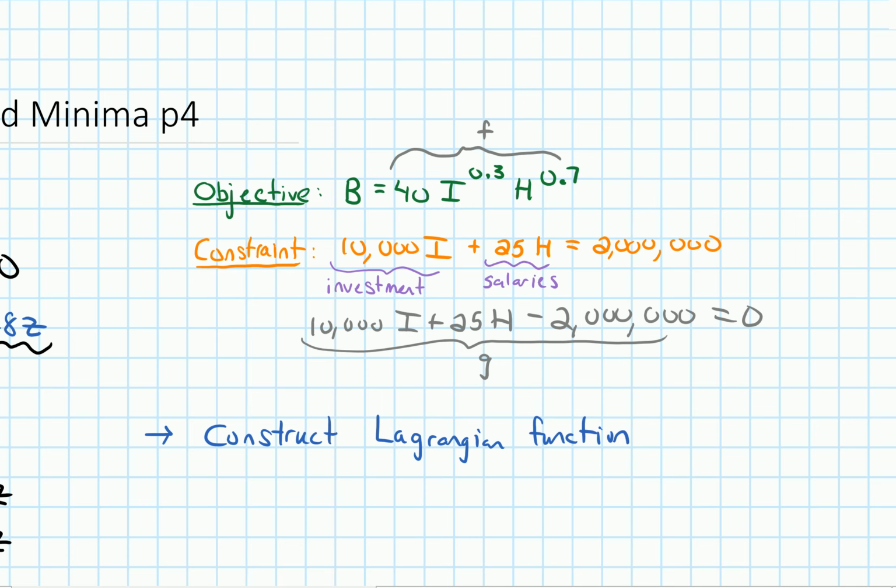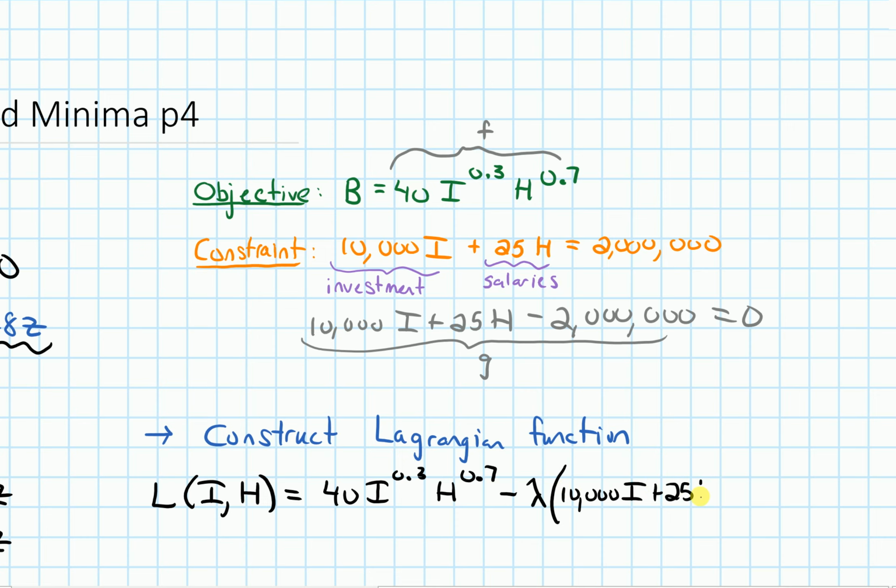Okay, so we call this function L. But in this problem, my variables are I and h rather than x and y and z. The Lagrangian function takes f first, which is 40 I to the 0.3 h to the 0.7, and then we do minus lambda times g. Let's fit g in here: it's 10,000 I plus 25 h minus 2 million. 2 million, a lot of zeros in this question.